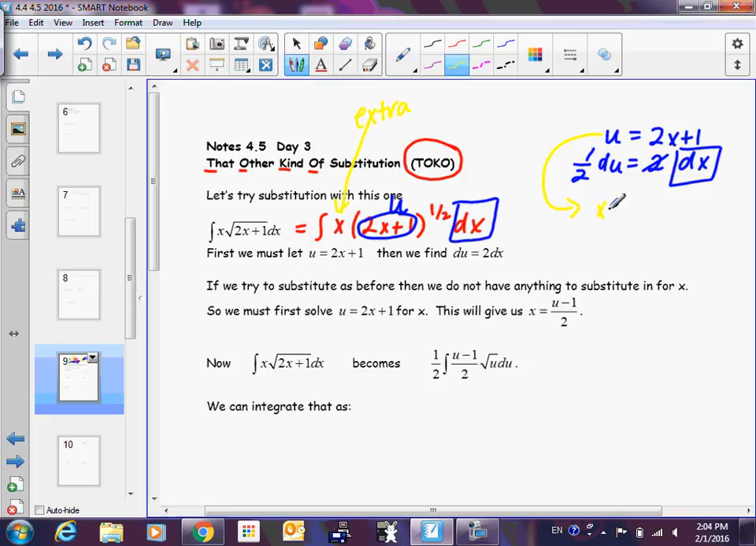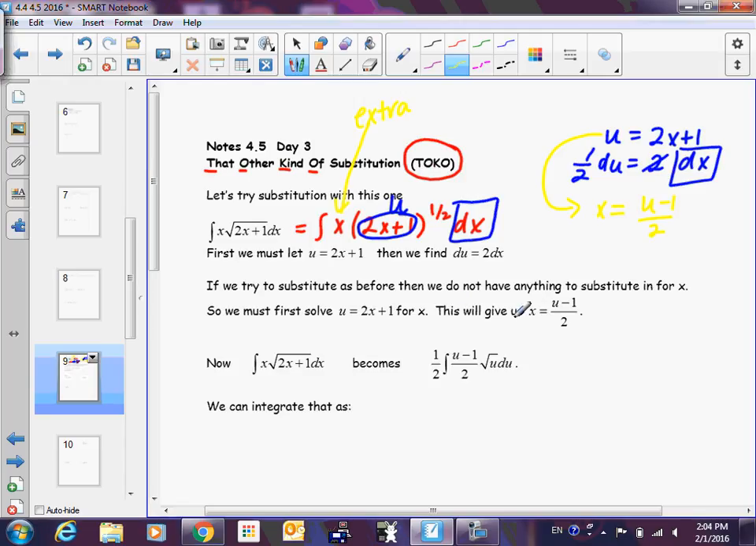What we have to do is say, well, what would x equal? If u is equal to 2x plus 1, what would just x equal? Yeah, you subtract 1, so you have u minus 1 equal to 2x. Divide by 2. If you're still struggling with regular u substitution, this is going to seem like straight up alien stuff. So just hang with me here. But this is why we have to have something else.